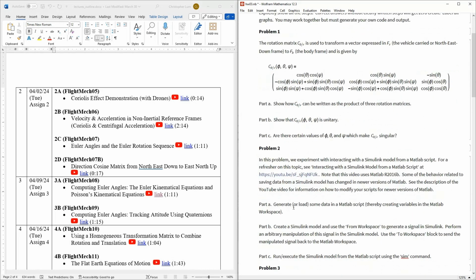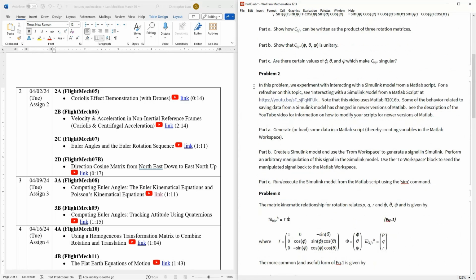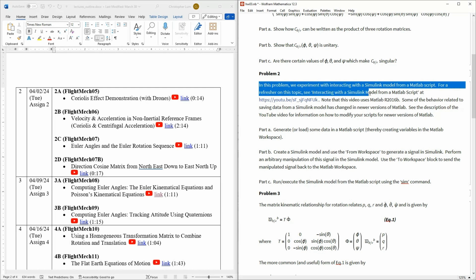Okay, now let's keep going. Now for problem 2 of the homework set, we're going to start getting into some of the newer material that we're discussing during week 3. Problem 2 is actually just a MATLAB Simulink problem. This has nothing to do with flight mechanics. All I want you to do in problem 2 is get ready to be interacting with MATLAB and Simulink together.